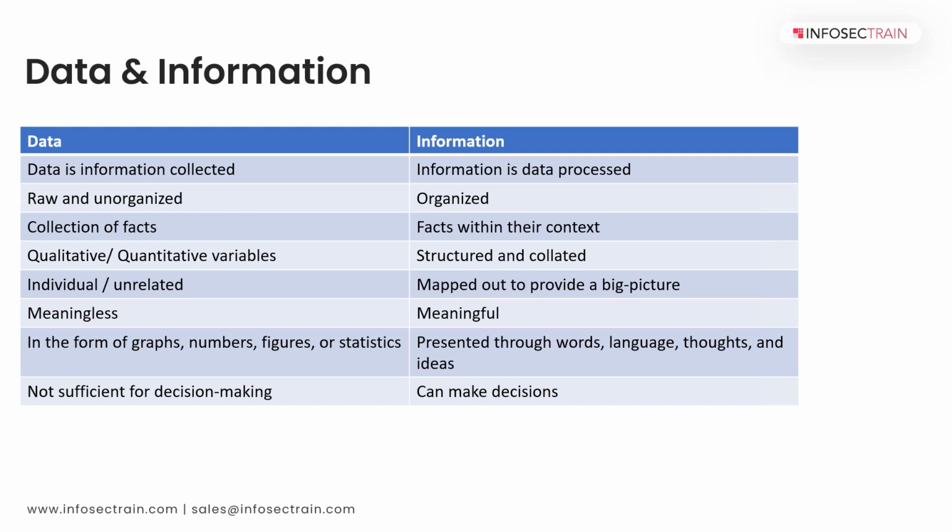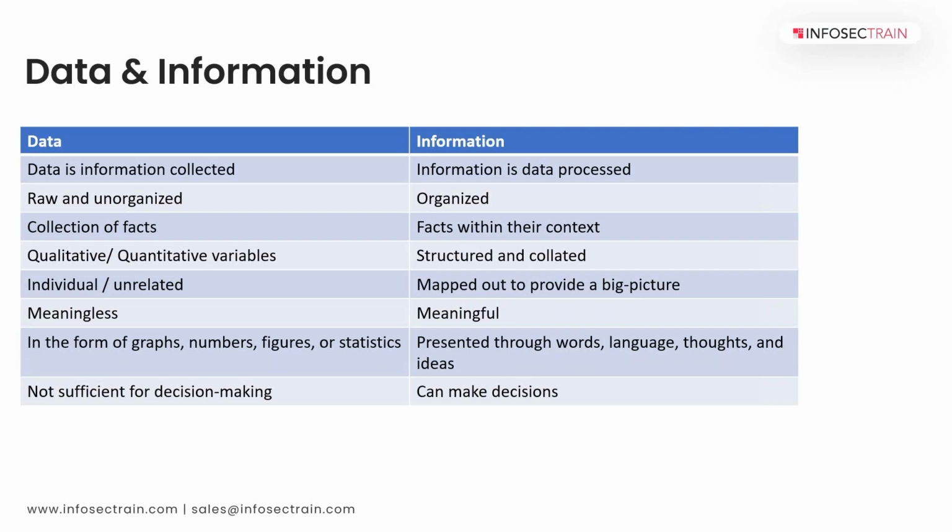If just numbers are given, there is no meaning to it. But when you add a title, a header there, it says age. The moment you add a header, it gives a meaning. So the moment you add a header there, the data becomes information. That is the difference between these two.